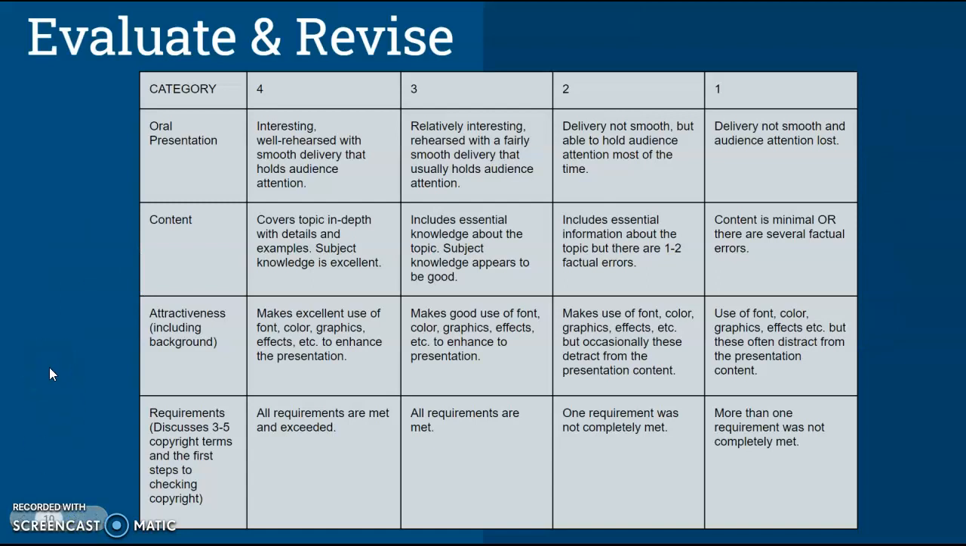And then finally, this is the rubric I created using RubiStar to help them evaluate. I would look at the oral presentation: is it smooth? Does it hold their attention? Is it interesting? Do they talk too fast, too slow? Are they getting distracted by people around them? I would look at their content, that they're giving examples and details, that they really understood copyright rules.